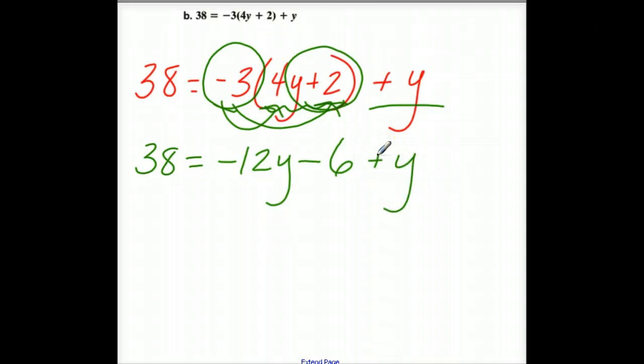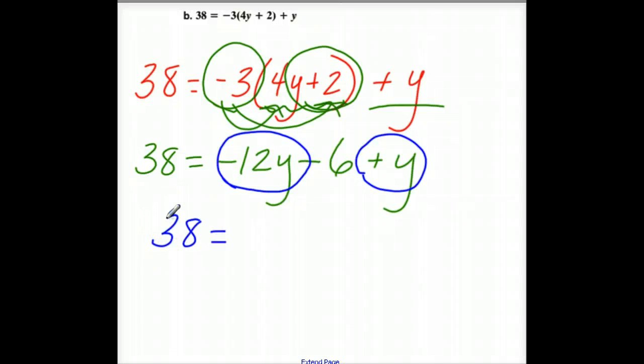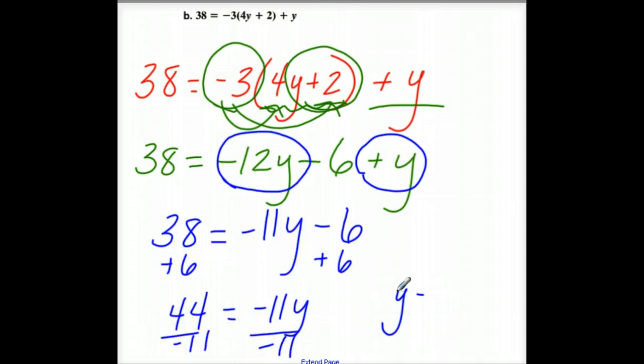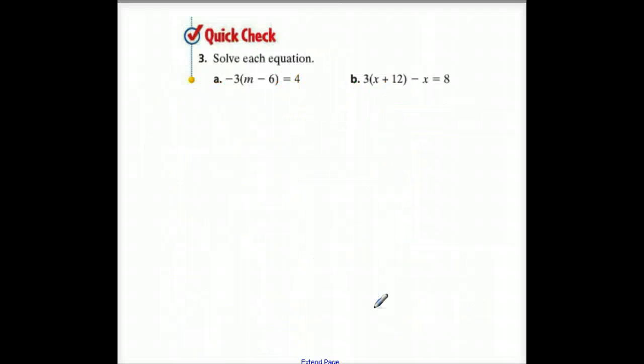This is going to take some more steps. We can combine like terms. I see some like terms that include y's. I have a positive y and a negative 12y. Rewriting my equation, negative 12 plus 1y is a negative 11y, and I still have my minus 6. I'm going to add the constant to get rid of that. 38 plus 6 is 44, equals negative 11y. Divide by negative 11 to get y by itself. Y is going to be a negative 4. So that problem took quite a bit of steps.